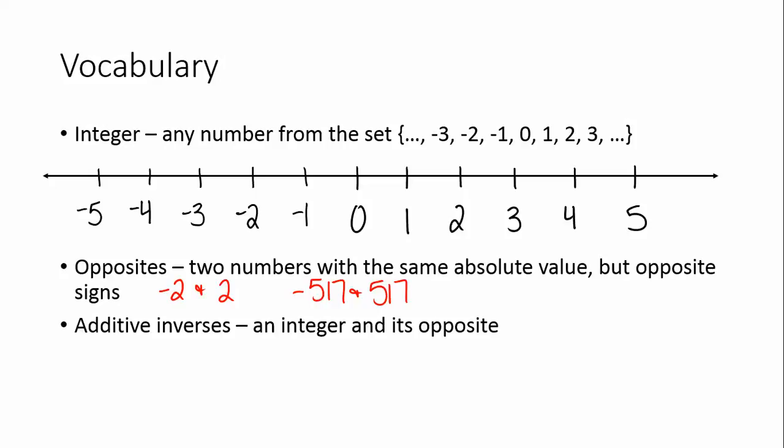Additive inverses are the integer and its opposite. So whether it's positive, then it's the negative, or the negative and the positive. And one important piece of an additive inverse, it'll be two numbers whose sum, remember that means to add, is, and let's think about this for a minute, what happens when you add -2 plus 2? Or what happens when you add -517 to +517? What do you get? Hopefully 0. So additive inverses are two numbers whose sum is 0.